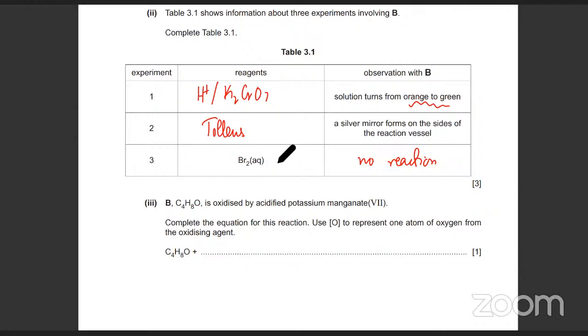अच्छा वो कह रहे हैं C4H8O B is oxidized by acidified potassium manganate 7. Complete the equation for the reaction. Use O as the reagent. One atom of oxygen. So O as the reagent. We already discussed what will happen to it. It was a 3 carbon chain and there was an aldehyde at the top. So I told you that it will turn into a carboxylic acid.